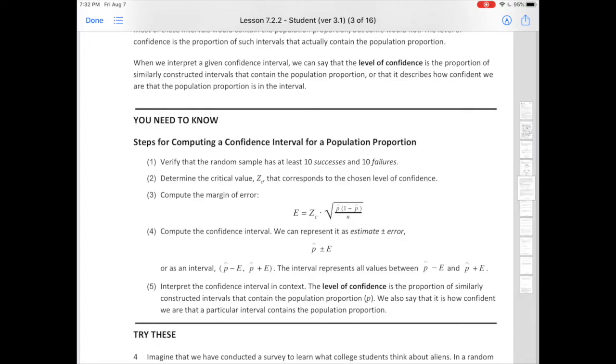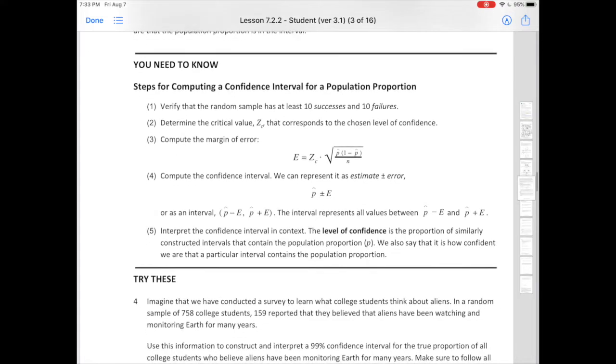When we interpret a given confidence interval, we can say that the level of confidence is the proportion of similarly constructed intervals that contain the population proportion, or that it describes how confident we are that the population proportion is in the interval. This is usually how I say it. When I write the answer in context, I say we are 95% confident that this thing contains the real answer. And so that's how all of the answers are going to go.